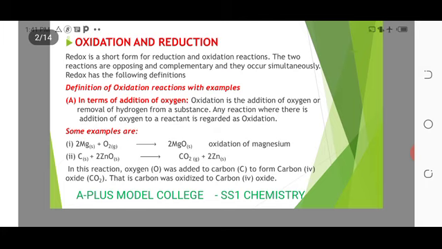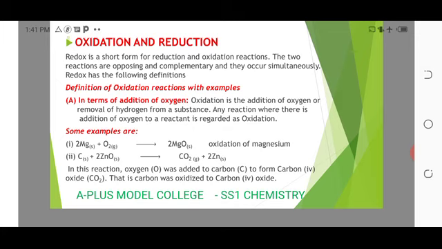Now let's discuss. Redox is a short form for reduction and oxidation. You can see the redox. The RED is from reduction and the OX is from oxidation. So when you hear redox reaction, it is a combination of the oxidation reaction and the reduction reaction.